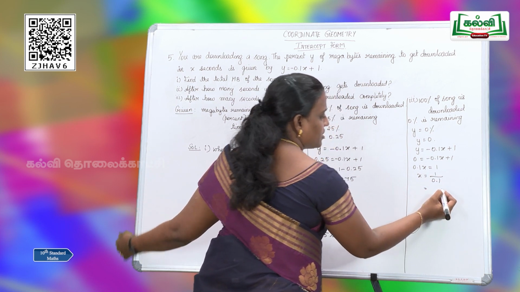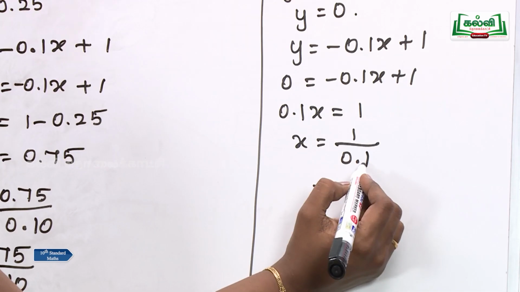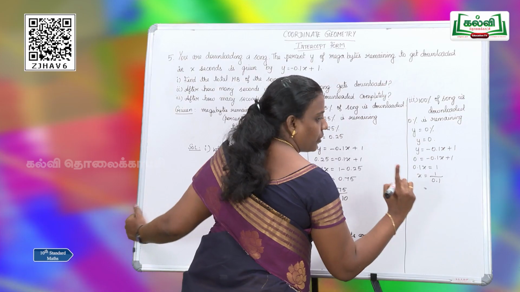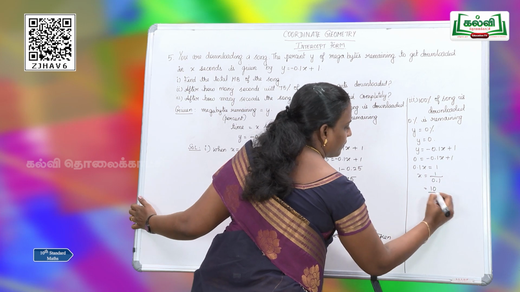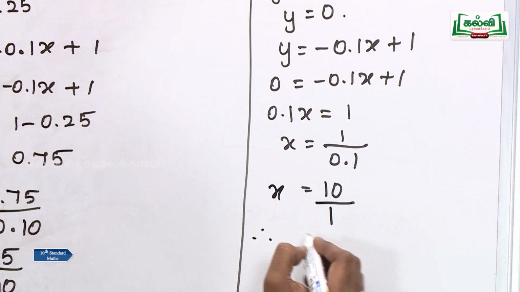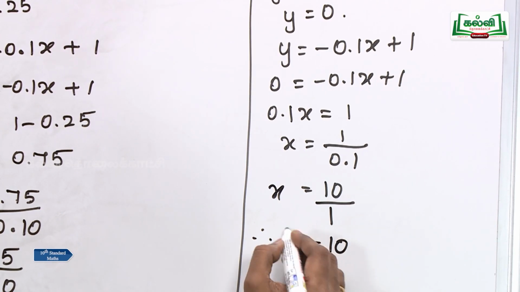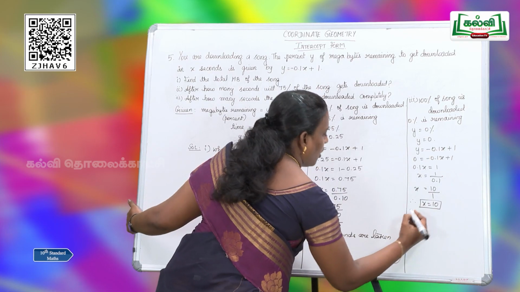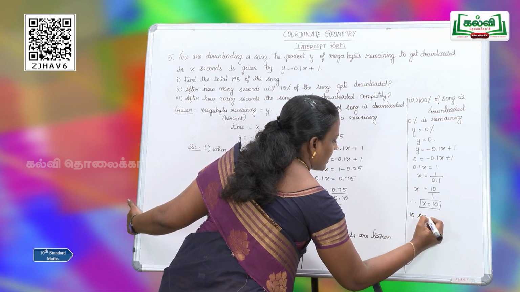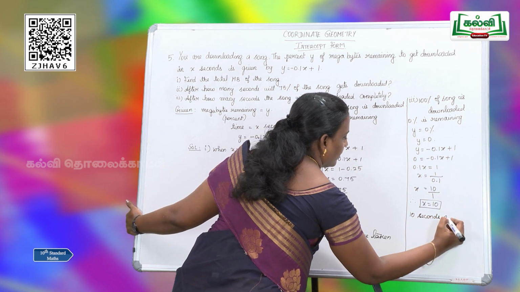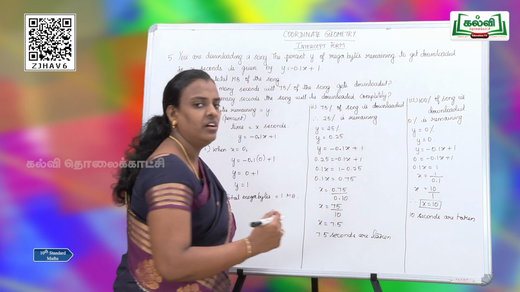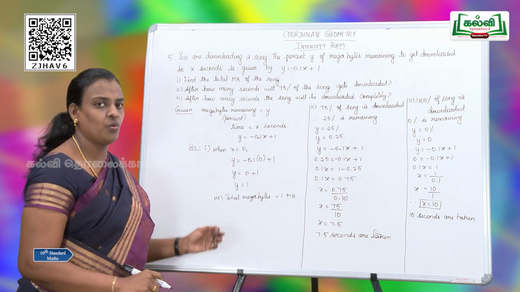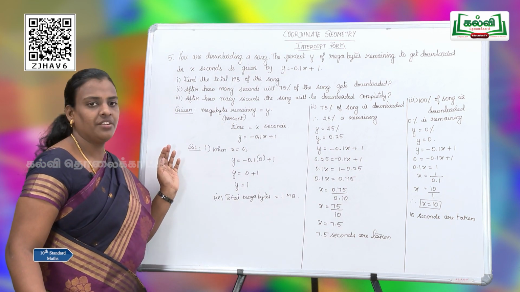So, to remove the decimal point, you will multiply by 10, because after the decimal point there is just one number. So, when I multiply by 10, 1 into 10 will give you 10, 10 by 1. So, I get x is equal to 10, or how many seconds? 10 seconds are taken for what? To download the whole song. Okay, children, hope you all understood. This is a very interesting question.